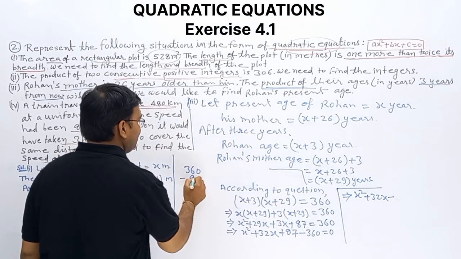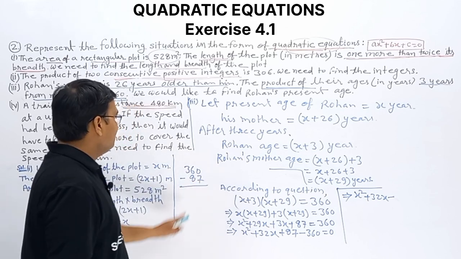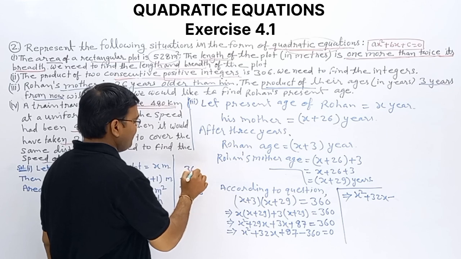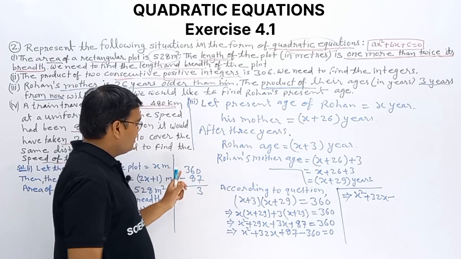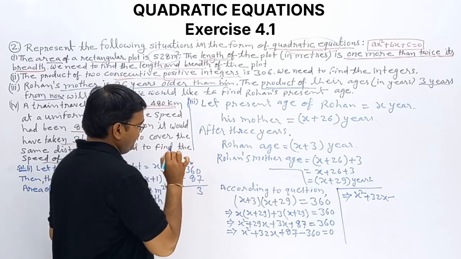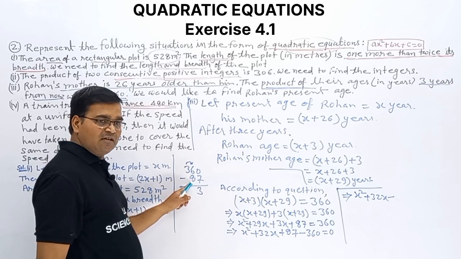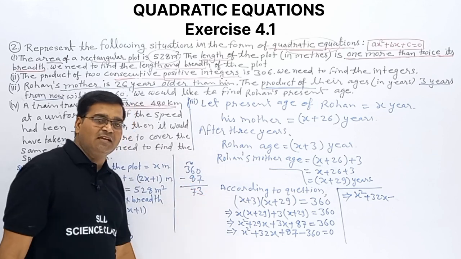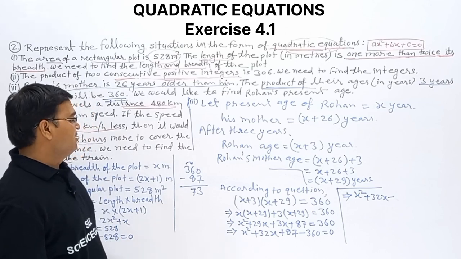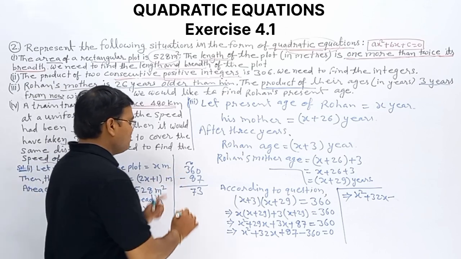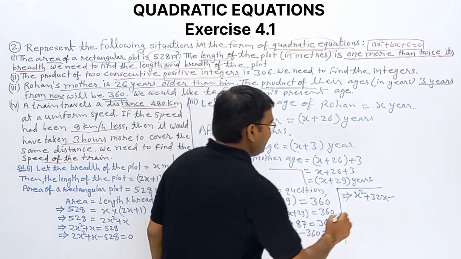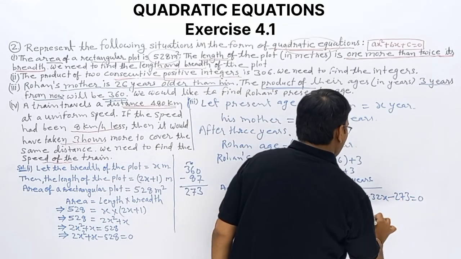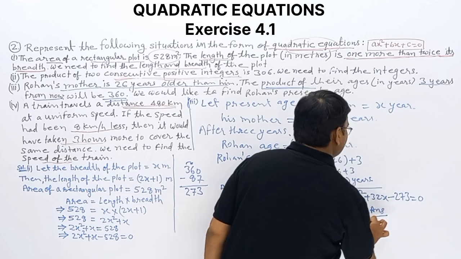Now subtract what we want to subtract. 360 minus 87. What is the remaining? 10 minus 7, 3. 5 minus 8 is not possible, so we borrow 1. 15 minus 8, what is the remaining? 7. 5 plus 2, 7. Clear? Now there is only 2. 273, minus 273 equal to 0. And this is our answer.